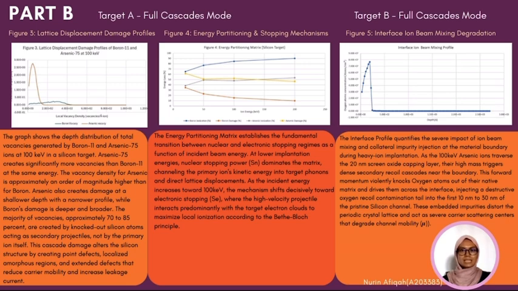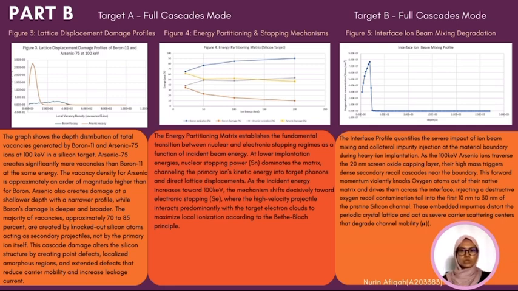Figure 4 maps this energy partitioning matrix. At lower energies, nuclear stopping power dominates, channeling kinetic energy directly into target phonons and displacements. As beam energy scales upward, the system transitions into the electronic stopping regime, maximizing target ionization according to the Bragg-Kleeman block principle. However, high nuclear stopping introduces severe boundary risks, as shown in Figure 5.